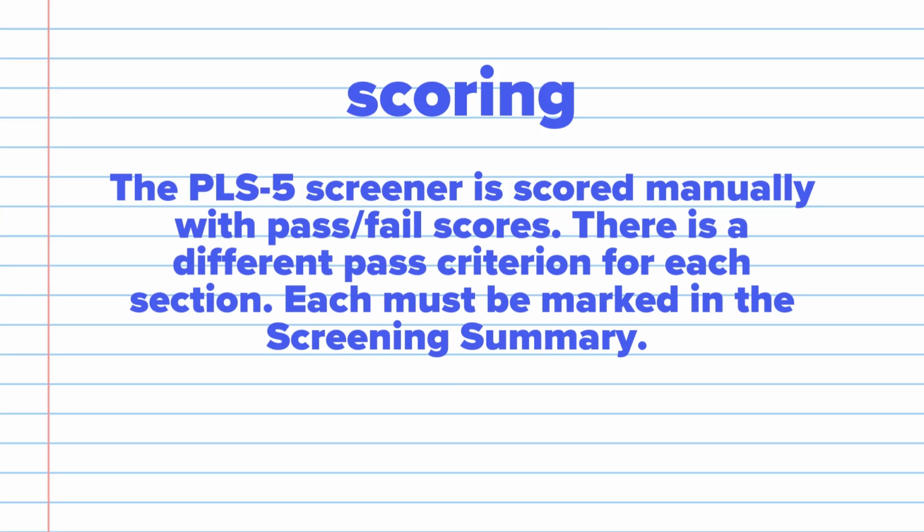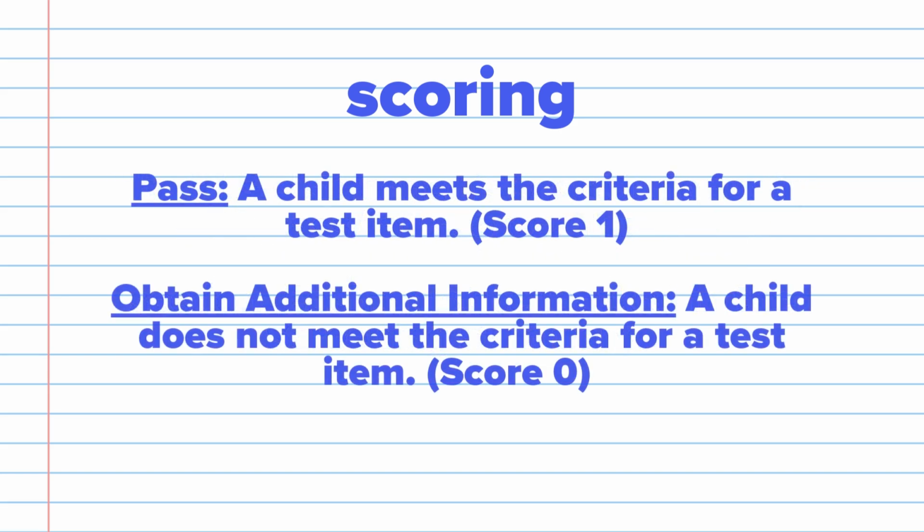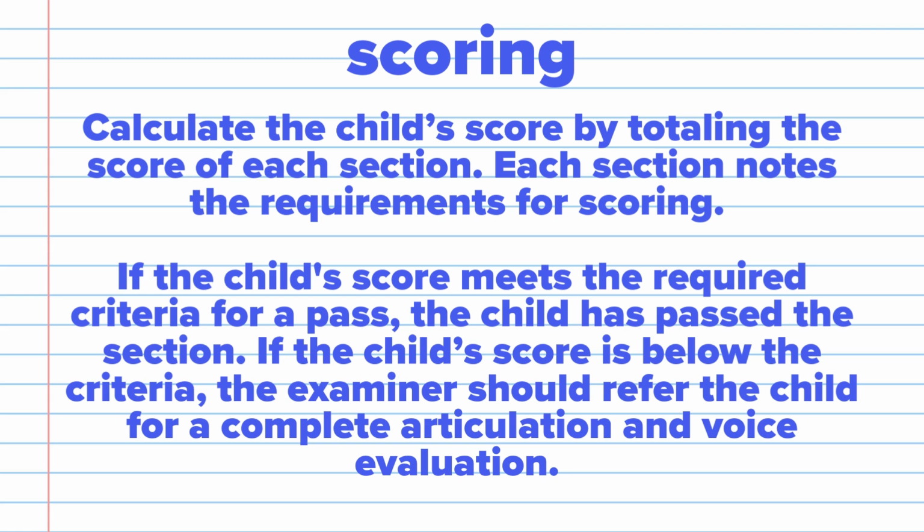The PLS-5 screener is scored manually with pass-fail scores. There's a different pass criterion for each section, and each section must be marked in the screening summary. In order to pass a section, the child must meet the criteria for the test item. If a child does not meet the criteria for a test item, additional information must be obtained. Calculate the child's score by totaling the score for each section. Each section notes the requirements for scoring. If the child's score meets the required criteria for a pass, the child has passed the section. If the child's score is below the criteria, the examiner should refer the child for complete articulation and voice evaluation.